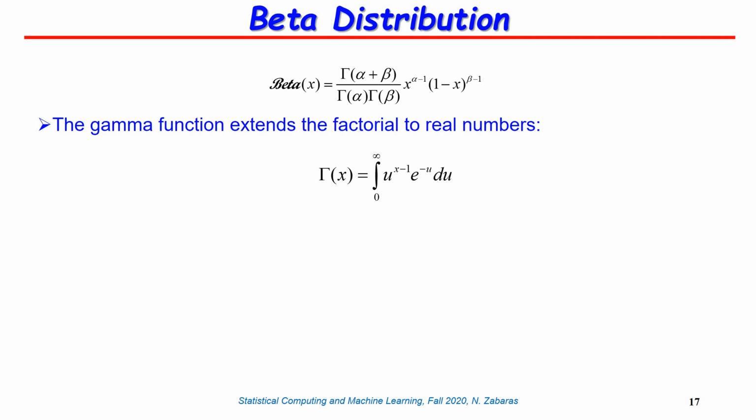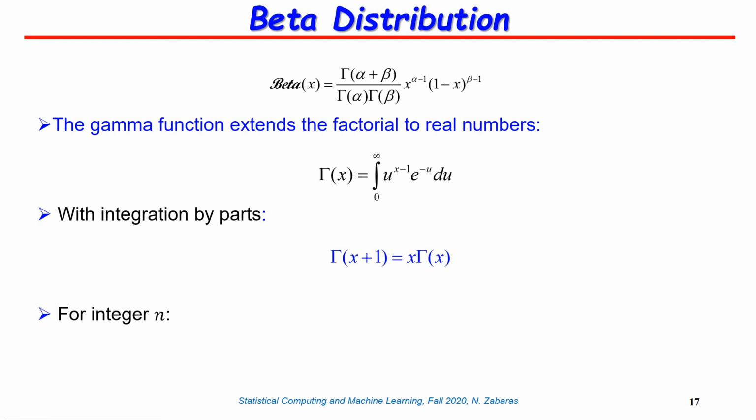If it happens that x is an integer, before I even say anything about that, if you integrate this by parts, you can show that gamma at x plus 1 is x times gamma of x, and if x is an integer, you can actually show recursively, right?